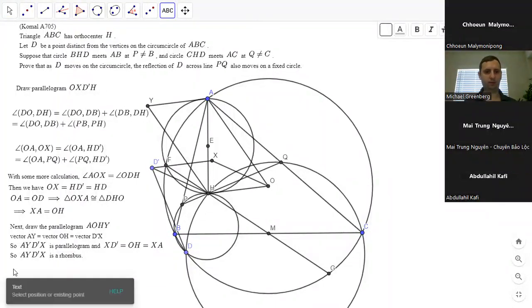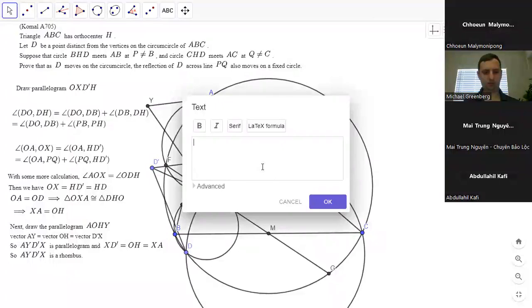So D lies on the fixed circle with center Y and radius OH. That's very clever. Yeah, it's a nice solution.